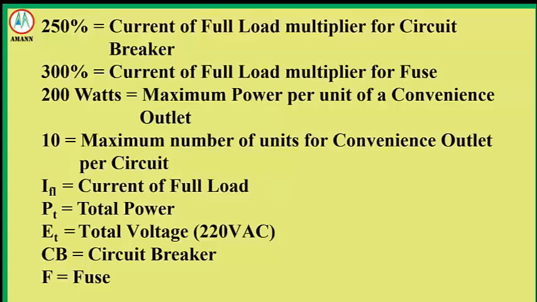250% is the current of full load multiplier for circuit breaker. 300% is the current of full load multiplier for fuse. 200 watts is the maximum power per unit of a convenience outlet. 10 is the maximum number of units for convenience outlet per circuit.